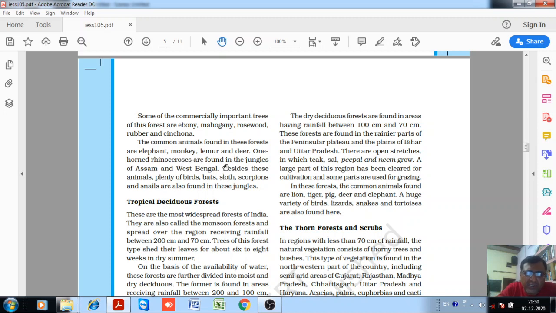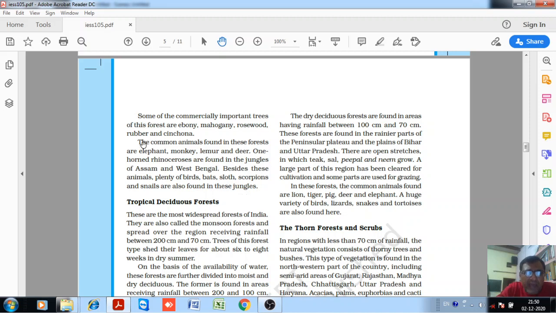You have seen all such animals in some videos on TV or internet, I hope. One-horned rhinoceros are found in the jungles of Assam and West Bengal. You have studied this in your previous classes also. Besides these animals, plenty of birds, bats, sloths, scorpions and small snails are also found in these jungles.